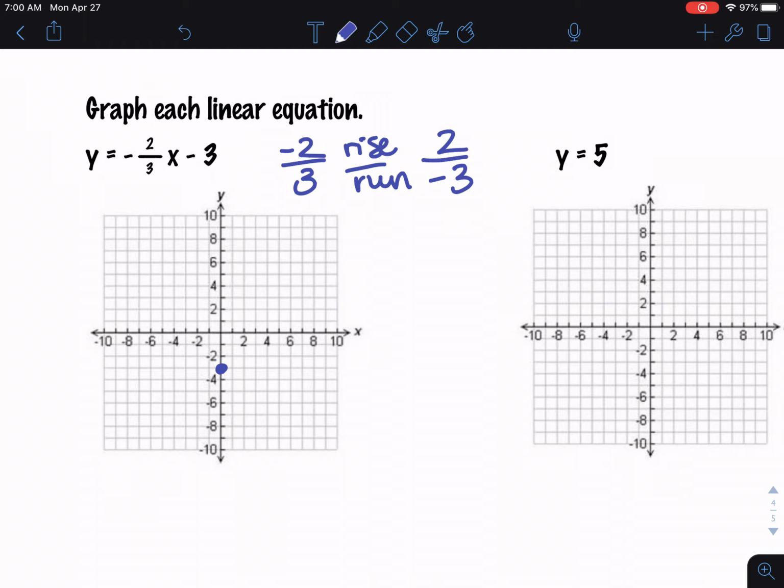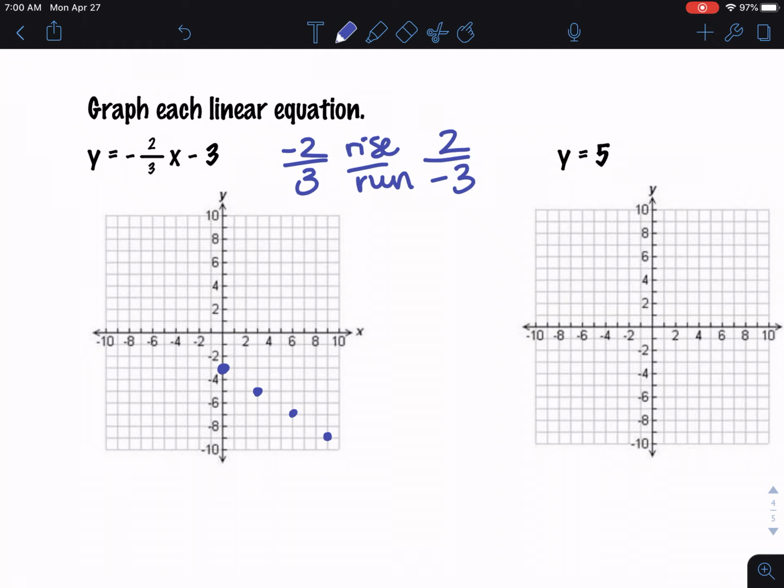The first version, negative 2 over positive 3, is telling me to go down 2 and 3 to the right. So I'm going to do that as many times as I can. And then this second slope is telling me to go up 2 and 3 to the left. And you'll see that every single one of these points on my line is staying consistent with that slope. That's what it means to be a linear equation. I have a constant rate of change.